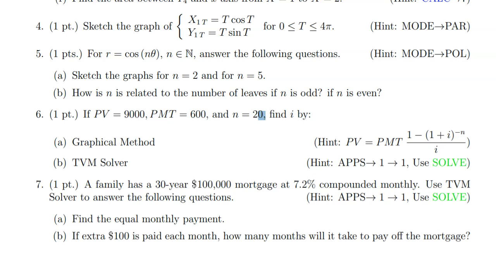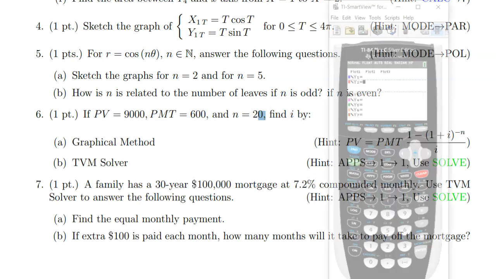All right, let's look at homework 5, problem number 6. So we have a present value of annuity, and present value is set at 9,000. Payment is $600, and N is the number of payments. And we want to find I using two different methods. Part A is the graphical method, and part B is using a tool called the TVM solver. All right, so let's do that.